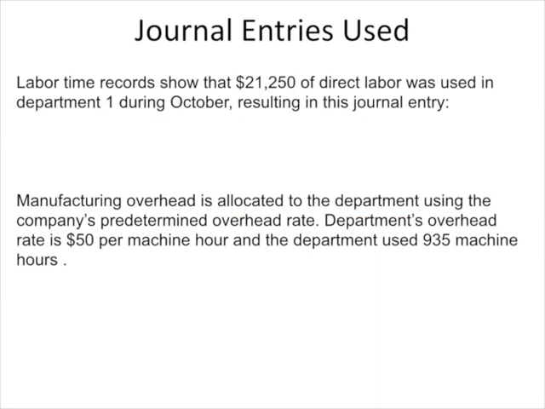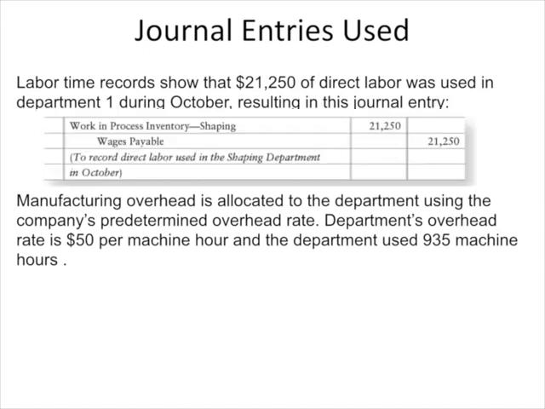When it comes to labor, let's say, for example, our labor time records show that $21,250 of direct labor was used in Department 1 during October. This is the journal entry we would make. Normally under job costing, we would debit work in process for the amount of our labor, and we would credit wages payable. Similar situation under process costing, except we want to identify the processing department that is being affected by this labor. In this case, it's shaping. So we would debit work in process inventory shaping and credit our wages payable.